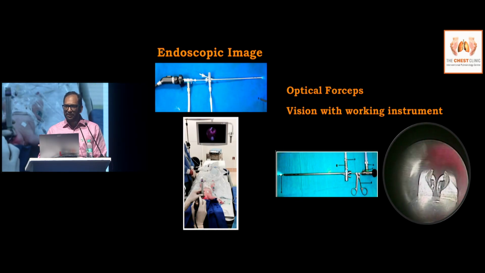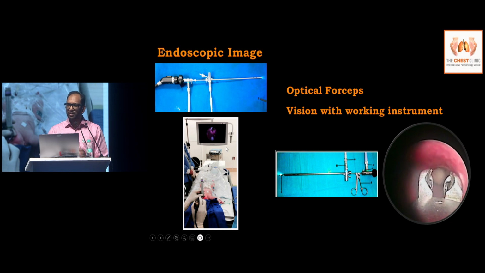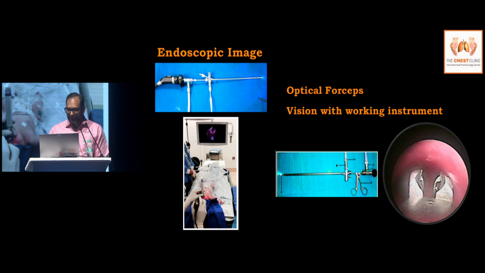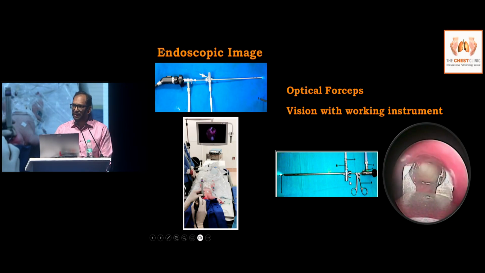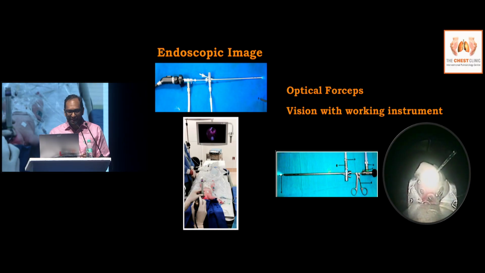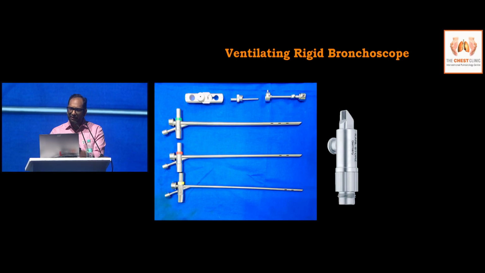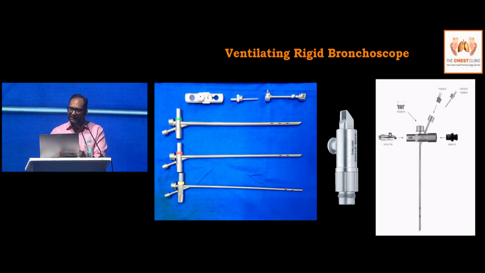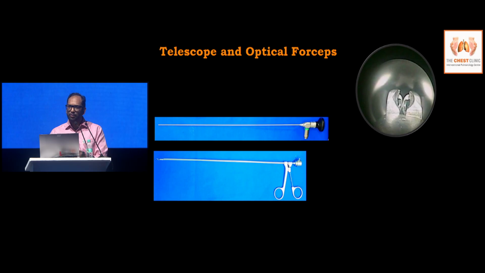So in the current system you can use a telescope to magnify everything and project it over the monitor, and you can use an optical forceps where you can combine the vision and the instrument in one, which is a much bigger advantage. Why I've shown you this slide is, many of the times if I say rigid bronchoscopy in the pediatric population, everybody is skeptical, should we do it or not? If you look at the current system, it is very, very easy. These are the different types of rigid bronchoscopes available, and different adapters. We're not going to discuss each and every part of it.